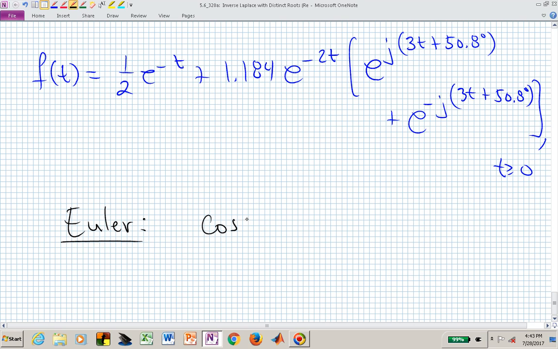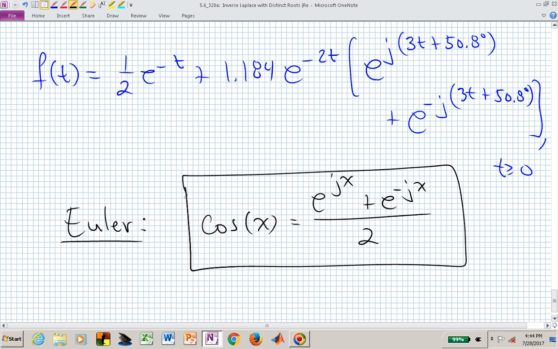Euler now says that the cosine of x, written in complex exponentials, is equal to e to the jx plus e to the minus jx over 2, which, if we now have just the numerator, gives rise to 2 cosine of x equals e to the jx plus e to the minus jx. And that is actually what we have in the square bracketed term up above. We have e to the jx, where x is 3t plus 50.8 degrees.